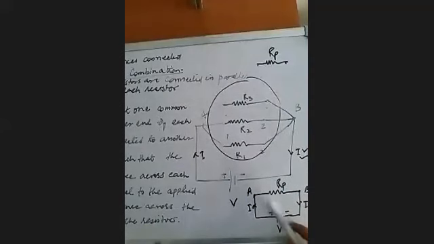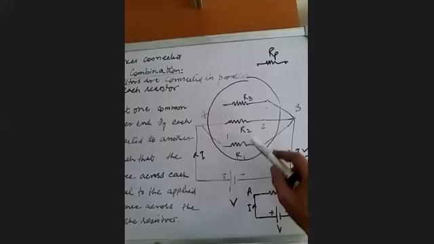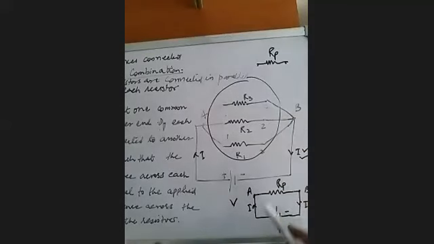So how to find out what will be the value? How can we find out mathematically the value of RP for any parallel combination of resistors connected together? So we'll find that out now. Okay, once again, circuit diagram.